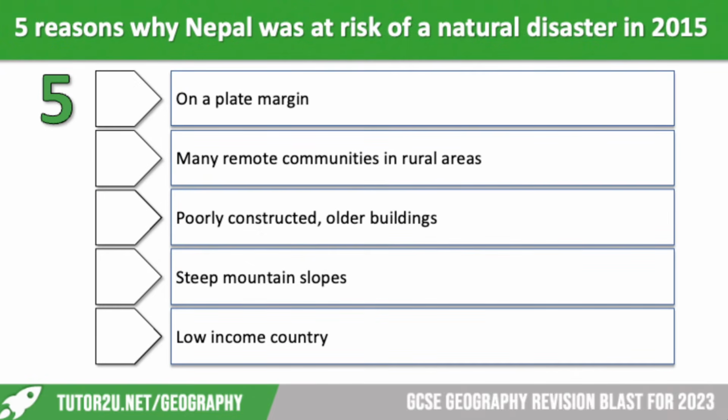Okay, let's have a look at 5 reasons why Nepal was at risk of a natural disaster in 2015. Firstly, it's on a plate margin. There are many remote communities in rural areas, poorly constructed older buildings, steep mountain slopes, and it is in what is a low income country. So lots of factors there that would mean that it was less resilient to tectonic activity than other places.